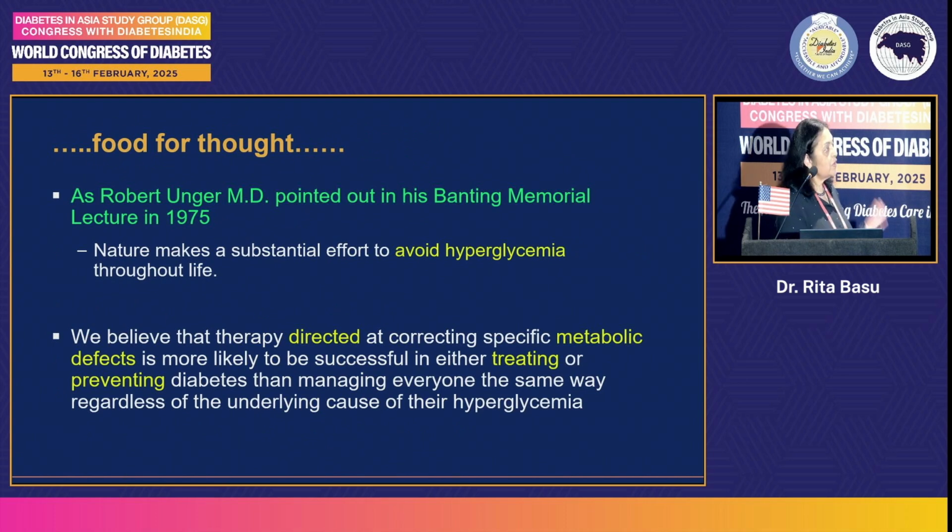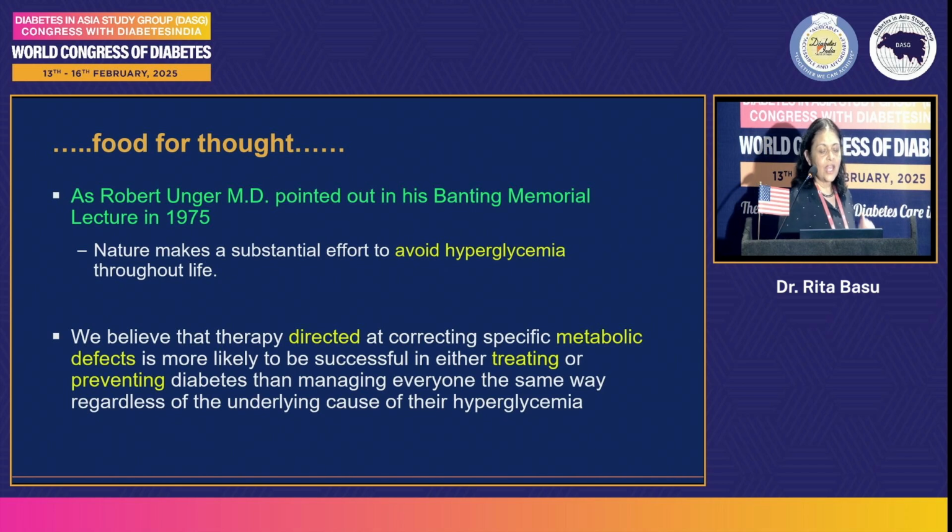So I'm going to leave you with this final thought that Dr. Robert Unger, the father of glucagon as we know him, pointed out in 1975 when he gave his Banting lecture. I was very young. I was not even, I think, in middle school at that time.